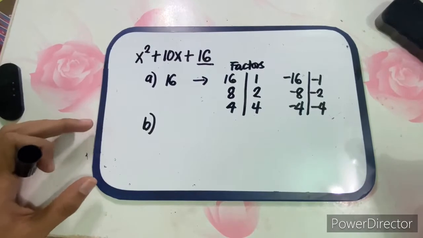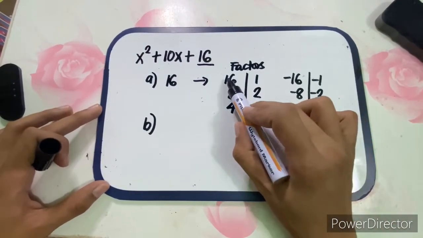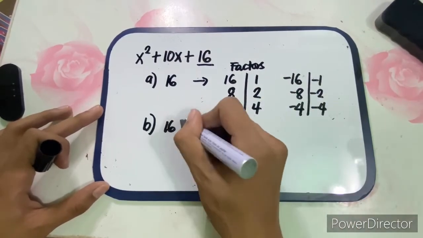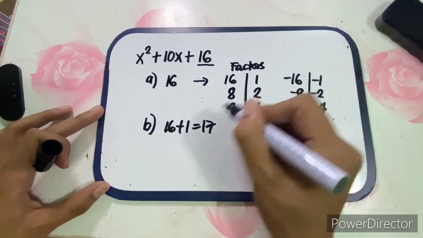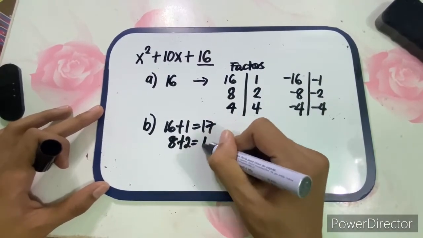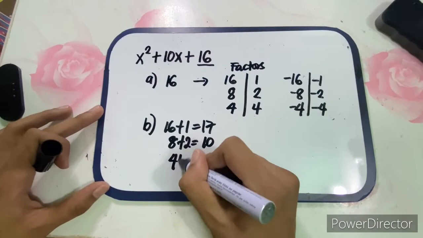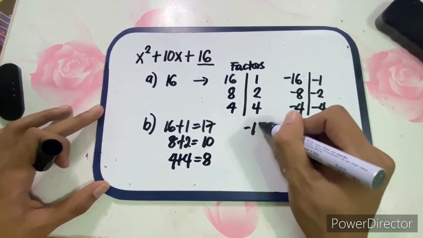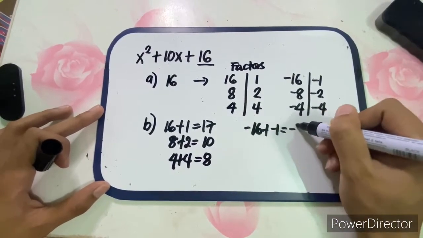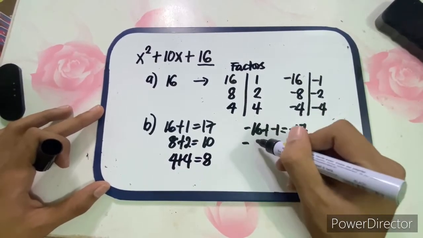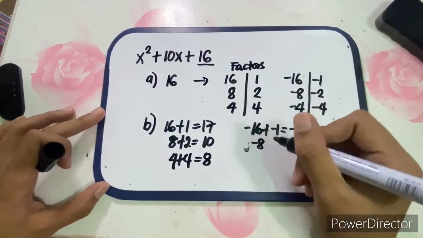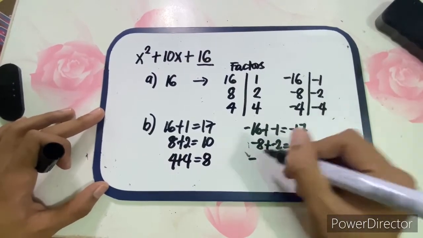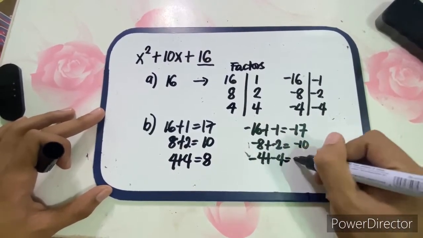Then, letter B. Now, you will add these, for example, 16 plus 1 is 17. 8 plus 2 is 10. 4 plus 4 is 8. We have negative 16 plus negative 1 is negative 17. We have negative 8 plus negative 2 is negative 10. And we have negative 4 plus negative 4 is negative 8.